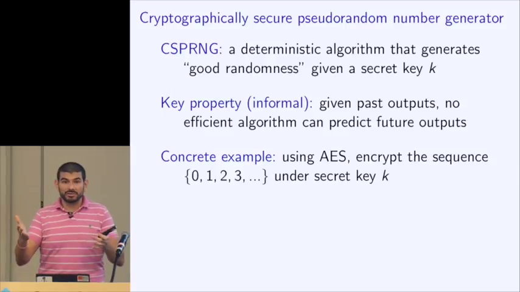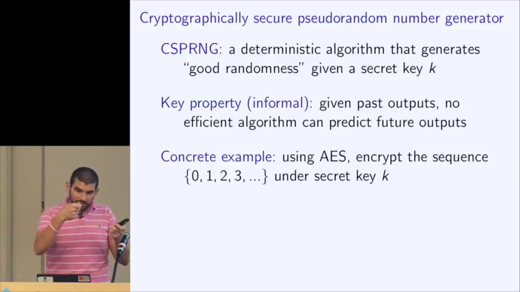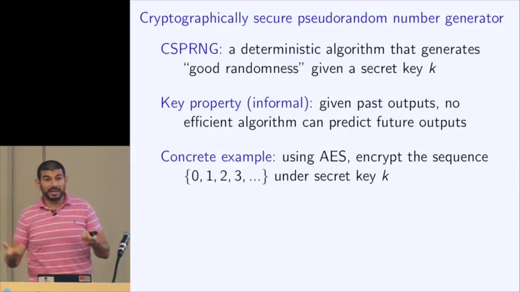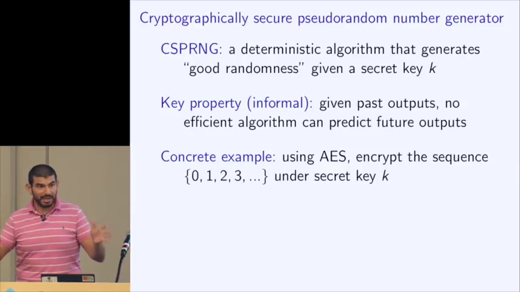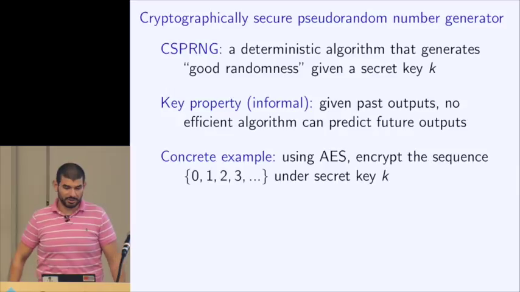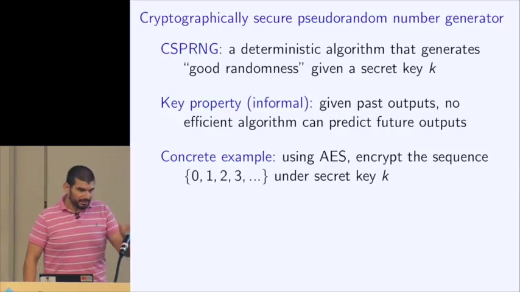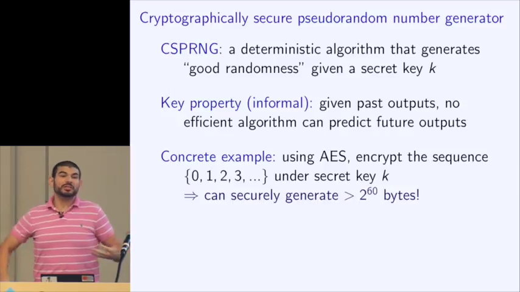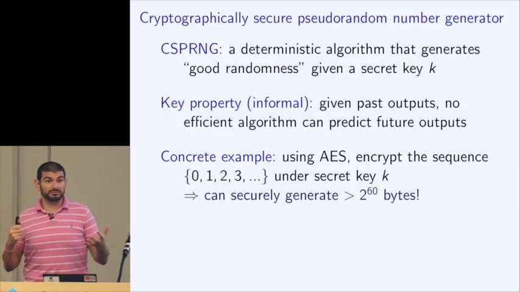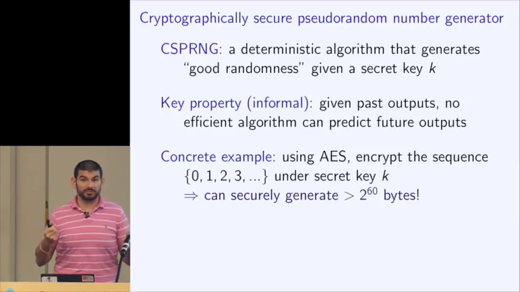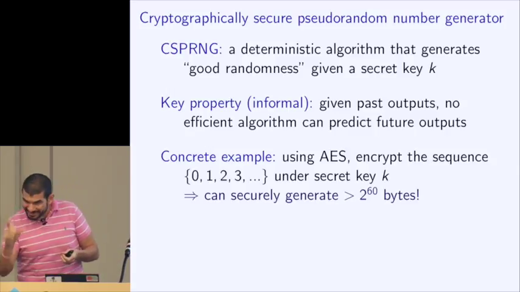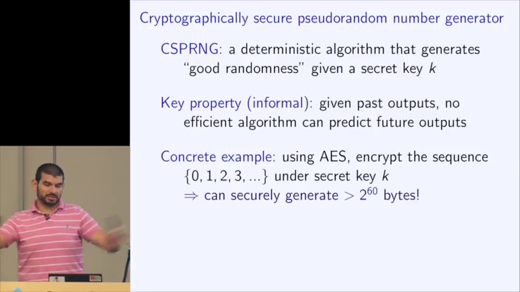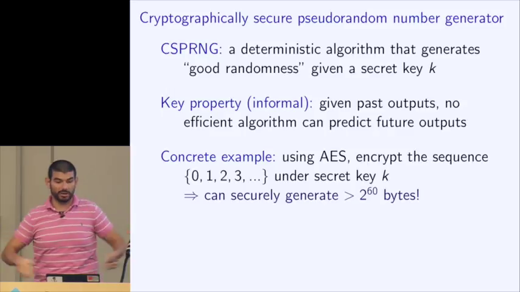And in fact, if you have a secret key and you just encrypt the sequence 0, 1, 2, 3, 4, 5 under AES, that's it, you're good. Because of the properties of AES, that is a secure pseudo-random number generator. So in particular with AES, we can generate something like 1 billion gigabytes of data before we have to choose a different key, which means we only need like 128 bits of a secret key in order to generate essentially as much randomness as we could ever want.